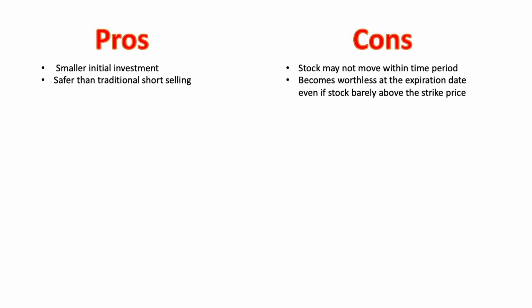Some of the pros in this situation: it's safer than the traditional short selling because your loss is limited to the premium that you put in, whereas with traditional short selling it is not. The cons of this method: the stock may not move before the expiration date. The option becomes worthless at the expiration date even if the stock is just barely above the strike price.